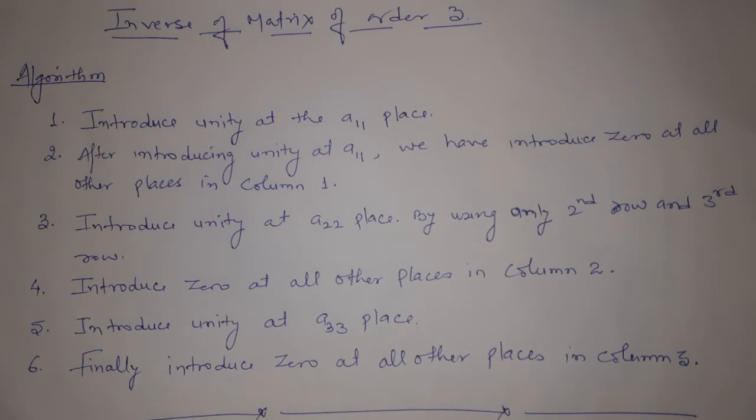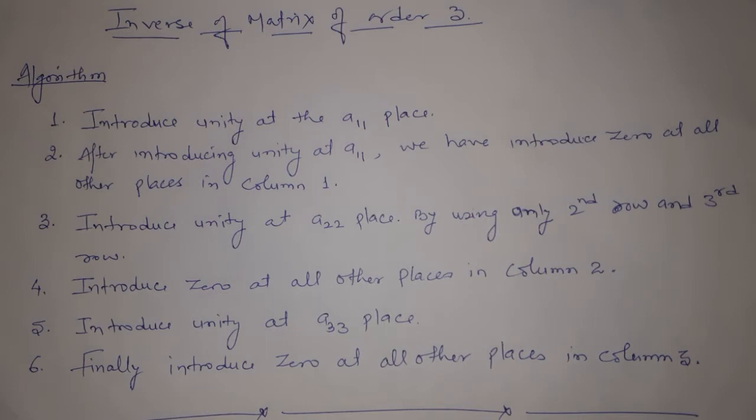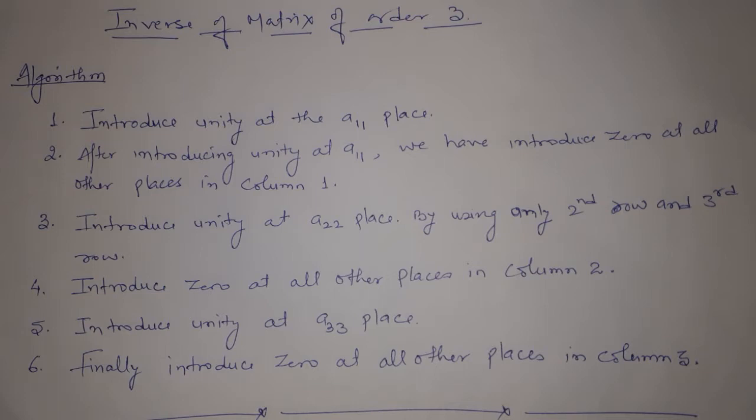Step 2, after introducing the unity at A11 place, we introduce 0 at all other places in column 1. Step 3. Introduce unity at A22 place by using only second row and third row. That means we will apply the elementary row transformation only on row 2 or row 3, not on row 1. Fourth step. Introduce 0 at all other places in column 2 other than A22.